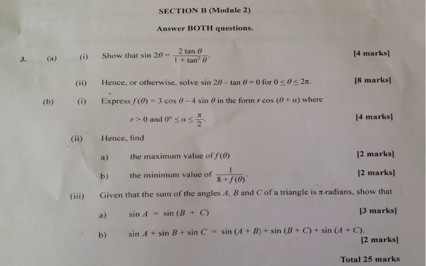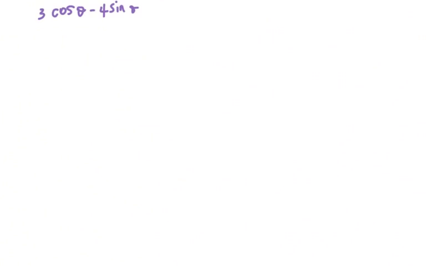So B part 1 is asking us to express f of theta, which is equal to 3 cos theta minus 4 sin theta, in the form r cos of theta plus alpha, where r is greater than 0 and alpha is between 0 and pi over 2. So we want to put 3 cos theta minus 4 sin theta in the form r cos theta plus alpha.